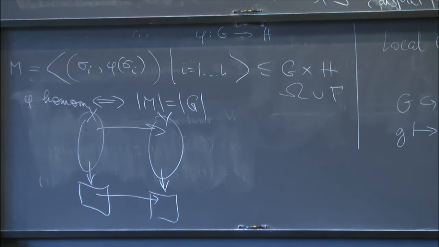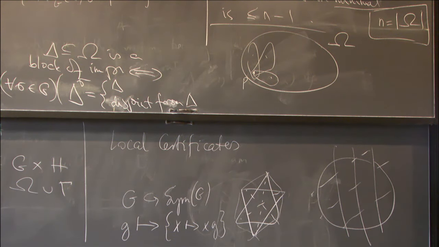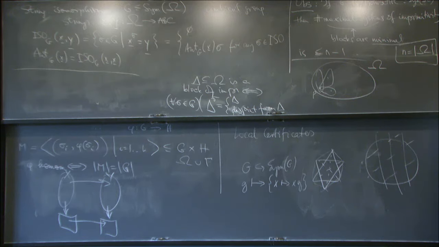So when I say that we find a canonical partition, that means we do that for all objects, and it is canonical, meaning that isomorphisms of these objects induce isomorphisms of those partitions.